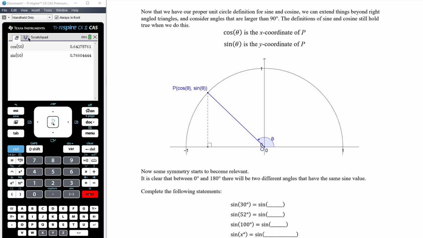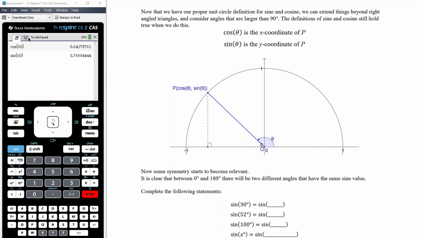Because the rest of this topic is going to look at how we might use trigonometry in non-right-angled triangles, where it's possible we could have angles that are bigger than 90 degrees, this is where this becomes relevant.